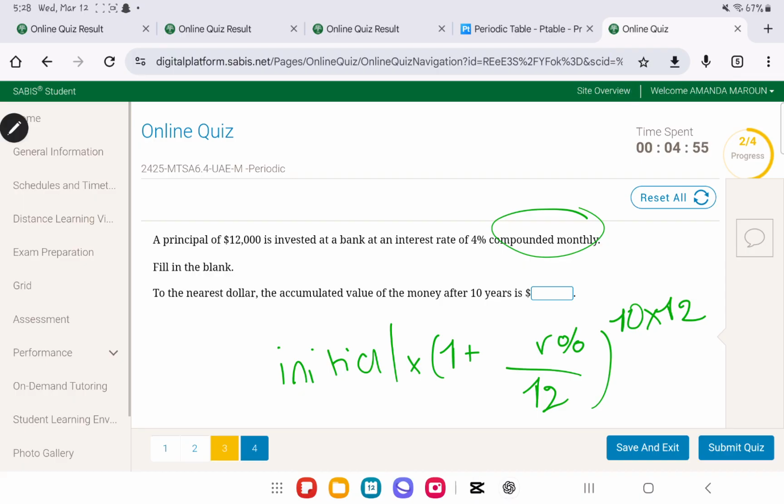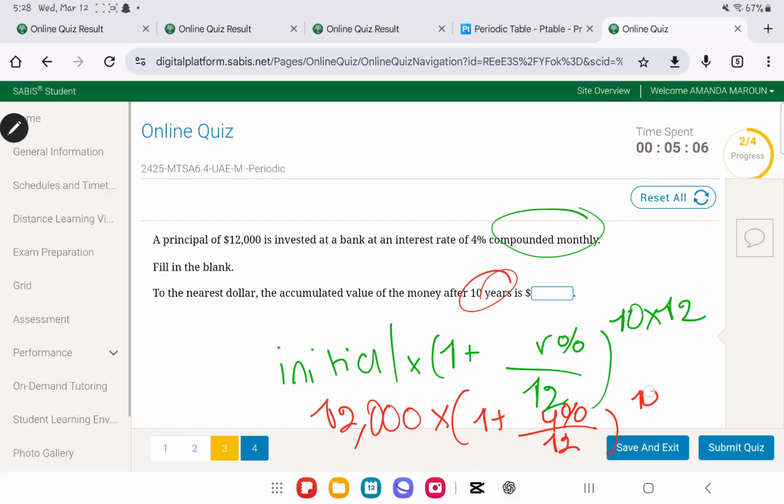So, in this case, the initial amount is 12,000. It will become times 1 plus the percentage, which is 4%. Don't forget to put it over 12, to the power of years, which is 10 times 12. Put it on your calculator. 12,000 times 1 plus 4% over 12. Do not forget the 4%. It's not 4 over 12, it's 4% over 12. To the power of 10 times 12, and you will get an answer which is 17889.9.